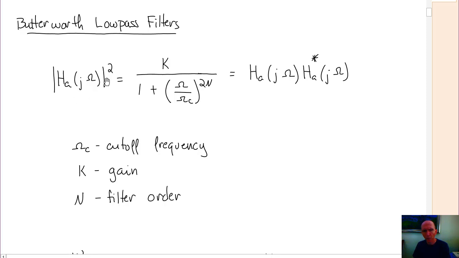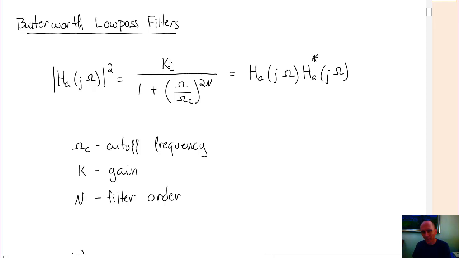Now, Butterworth low-pass filters have this property. The magnitude squared of the filter is going to look like this. Of course, since it's the magnitude squared, it's the transfer function multiplied by its complex conjugate. And it's going to look like this, where k is a constant, omega c is the cutoff frequency, and n is the filter order, 1, 2, 3, 4, and k is the gain.